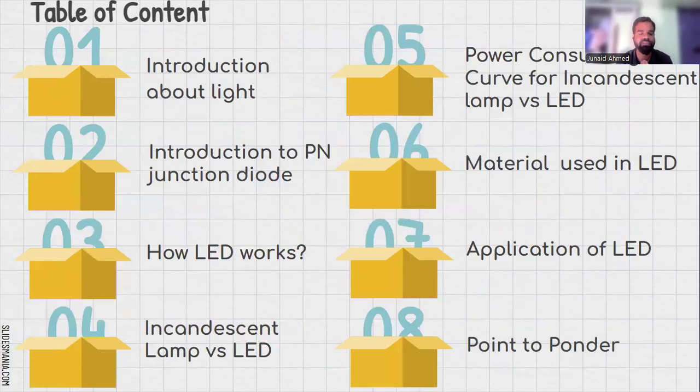The first slide contains an introduction about light. So this is the basic properties of light. And then an introduction to the PN junction diode. What is P-type material? What is N-type material? And how they are combined to form a PN junction diode. Then based on the PN junction diode, we are going to see how an LED works in four major parts: principle, construction, working, and energy band gap.